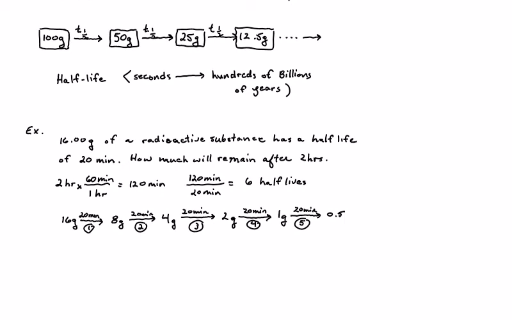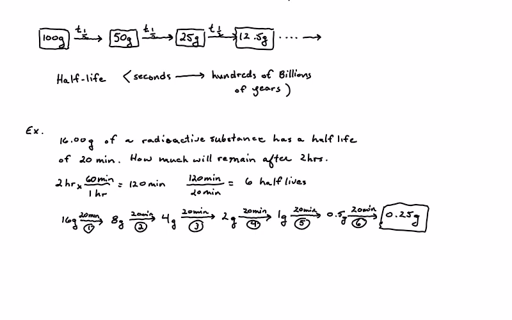And then another 20 minutes will be our sixth half-life, and that gets us down to 0.25 grams. Okay, so after 2 hours, we would have had a total of 6 half-lives pass. So that 16 grams goes down to 0.25 grams. Now that's with a 20-minute half-life.